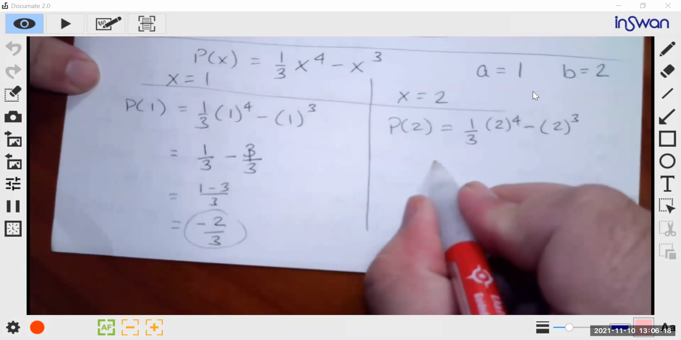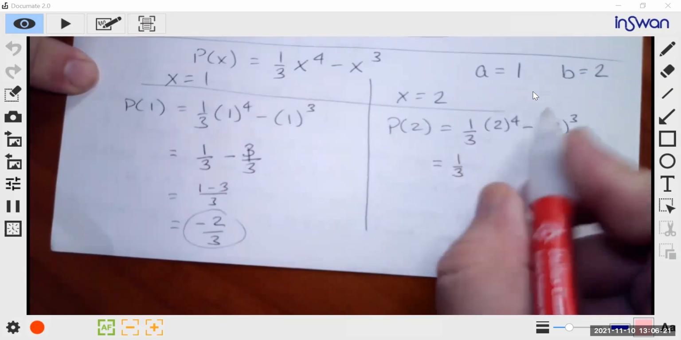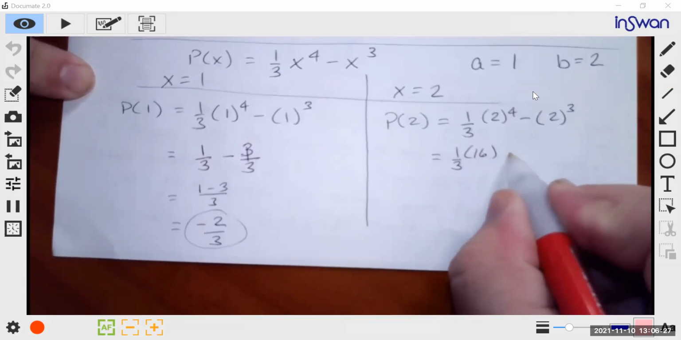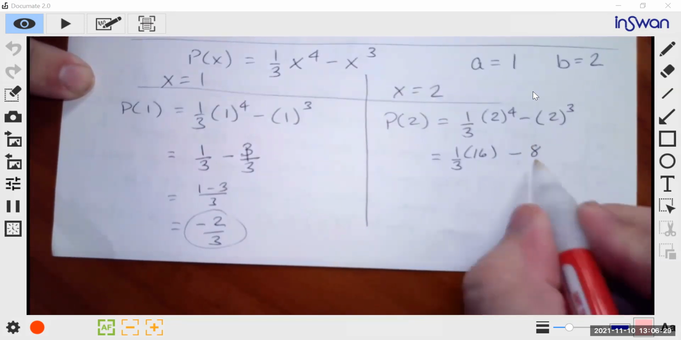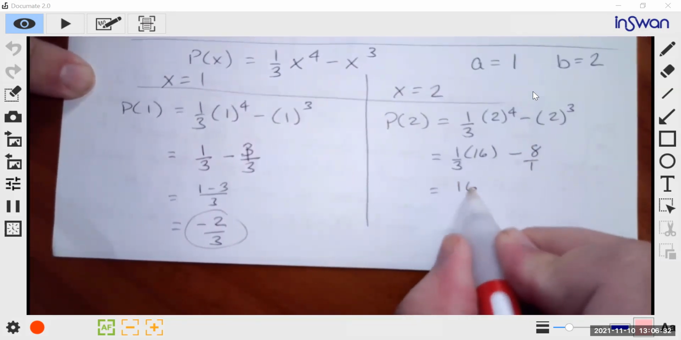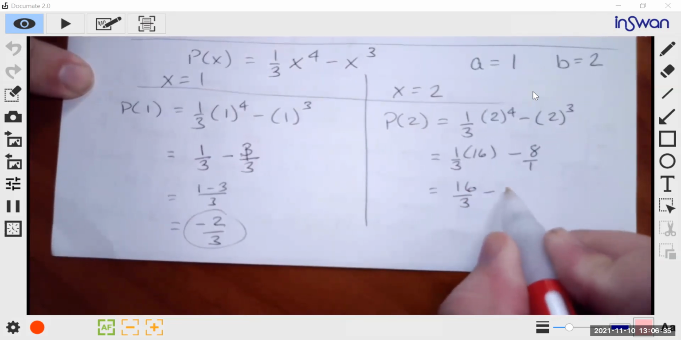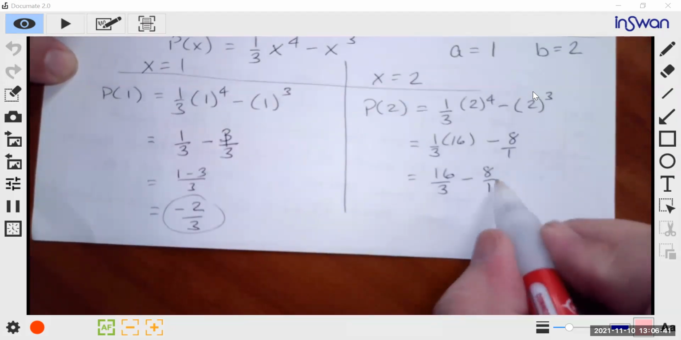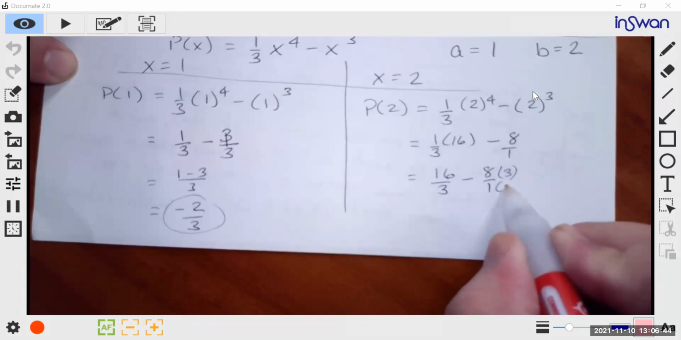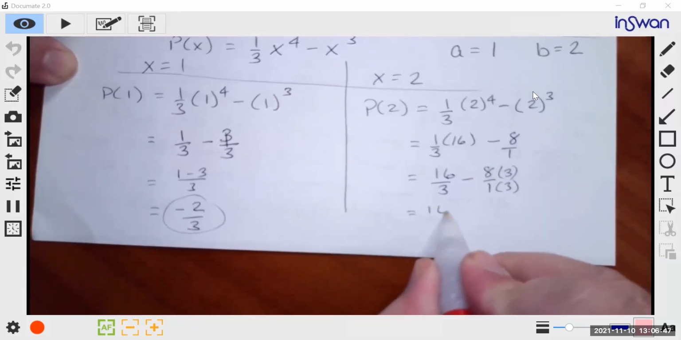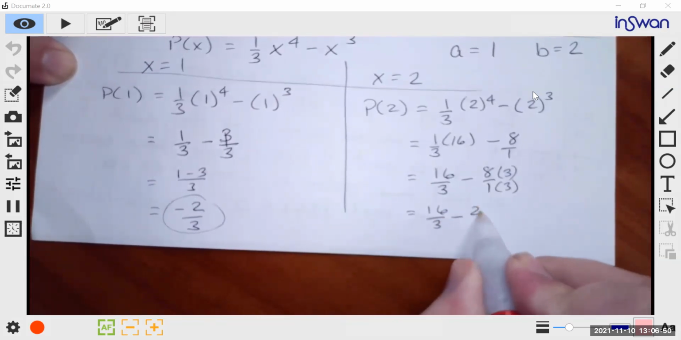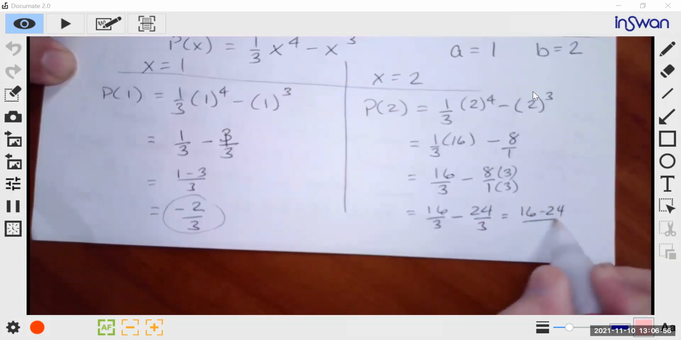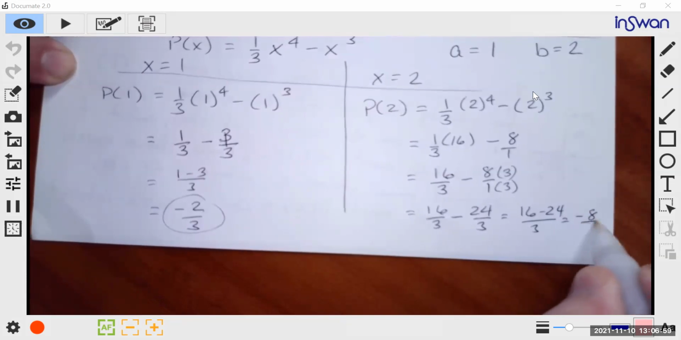What do we get on the second one? 2 to the 4th. 2 times 16, very good. So we got 16/3 minus 8. 2 to the 3rd is 8, or 8/1. With a common denominator of 3, it's 16/3 minus 24/3. 16 minus 24 over 3 is negative 8/3.